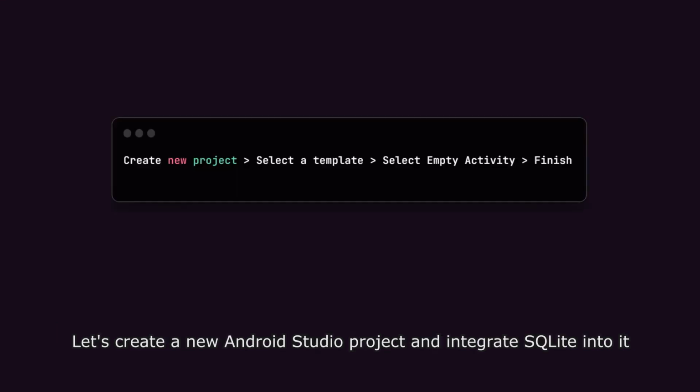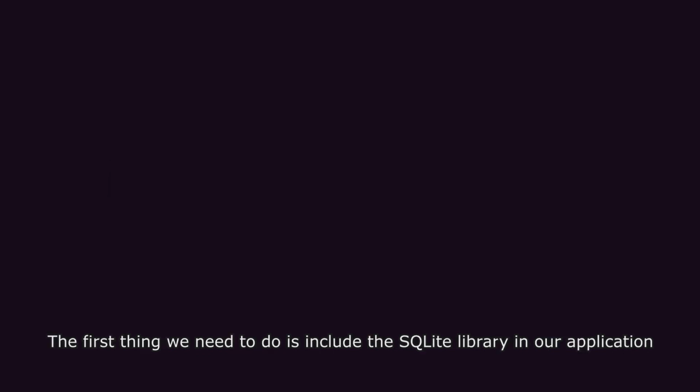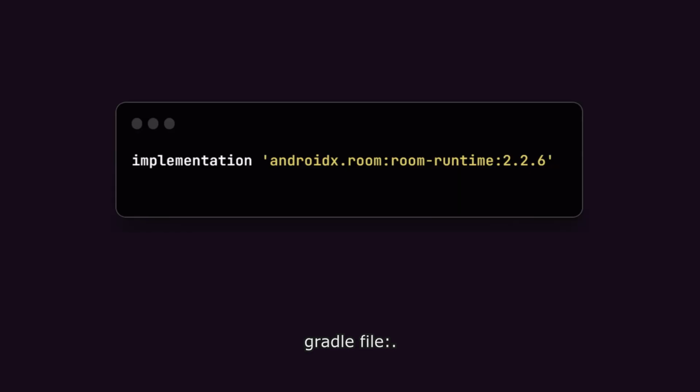Let's create a new Android Studio project and integrate SQLite into it. The first thing we need to do is include the SQLite library in our application. We can do this by adding the following line to the app-level build.gradle file.